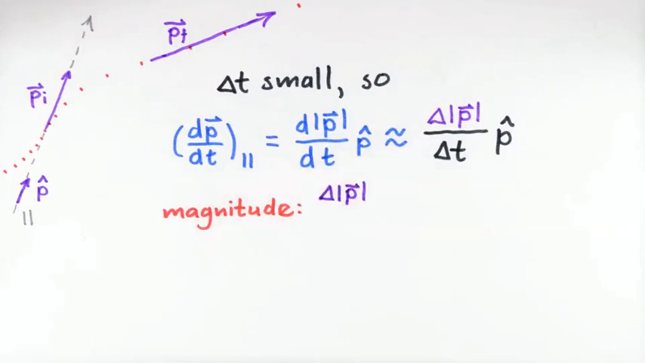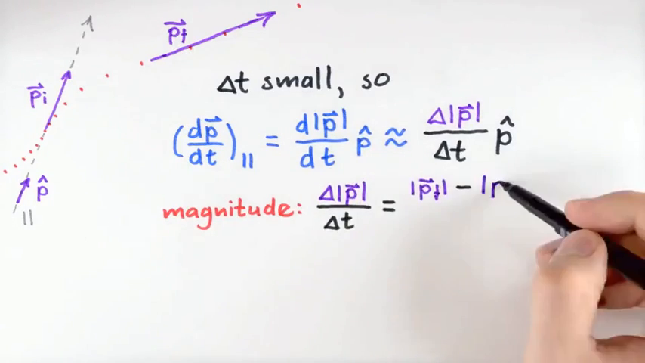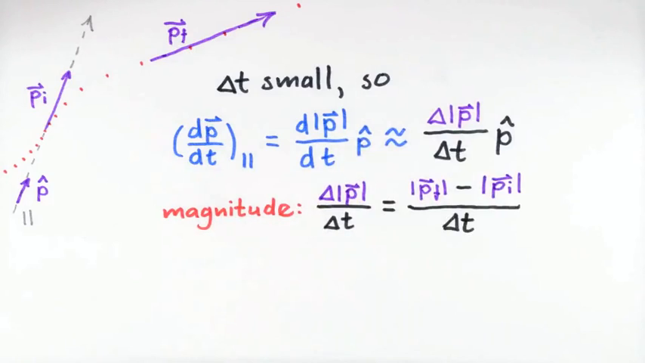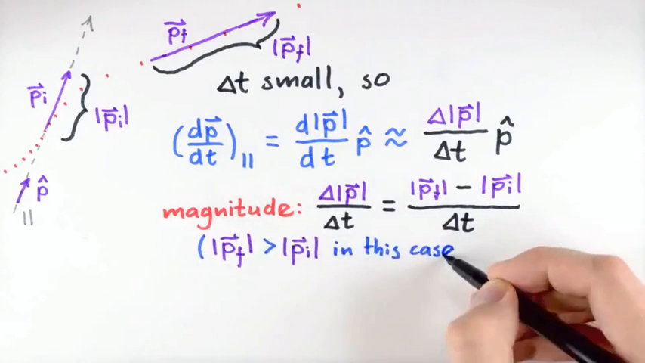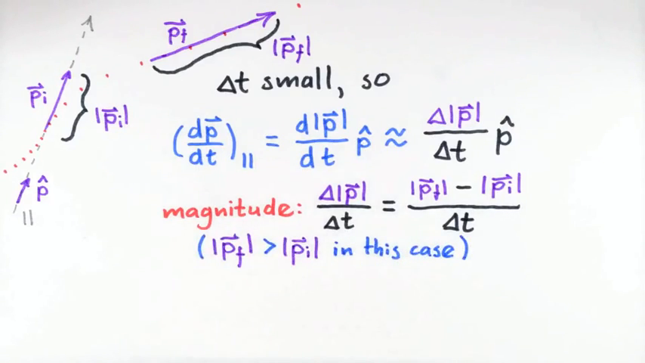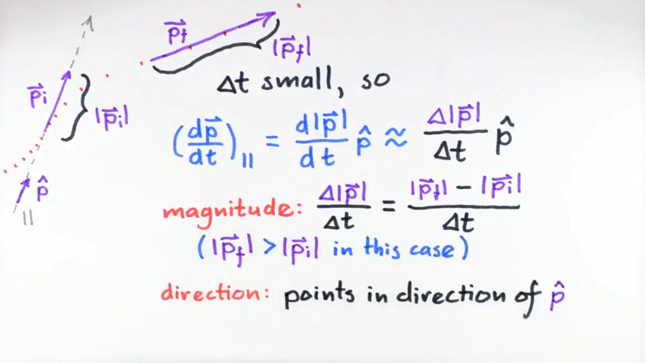Notice that the numerator here, the magnitude of p final minus the magnitude of p initial, is a scalar, and it simply means subtract the magnitude of the initial momentum vector from the magnitude of the final momentum vector. In this case, this scalar subtraction just gives us a positive number because the magnitude of p final is larger than the magnitude of p initial. But this just means the object is speeding up. Dividing all this by delta t still gives us a positive scalar, so that when we multiply all this by p hat, we end up with a vector that points in the direction of p hat like this.